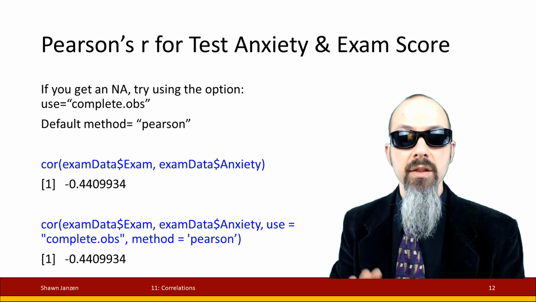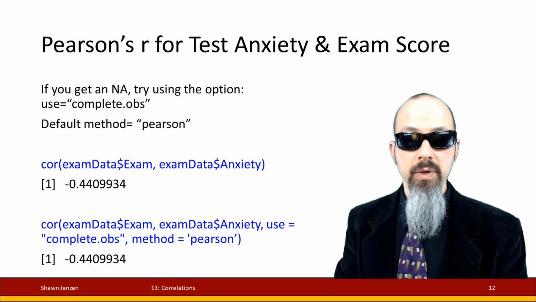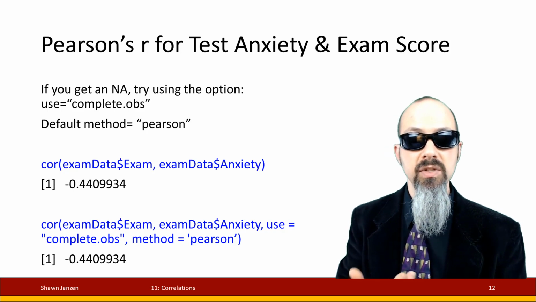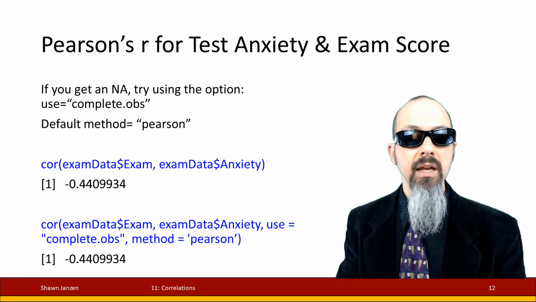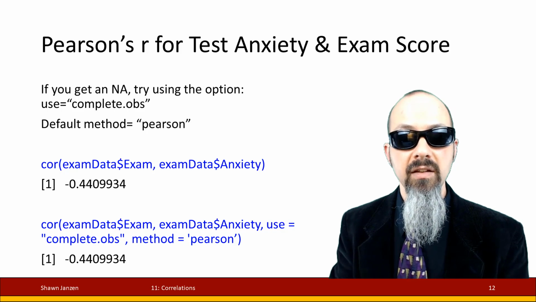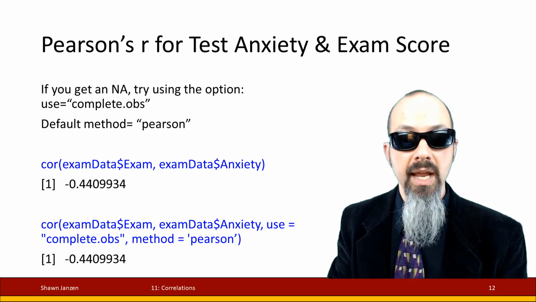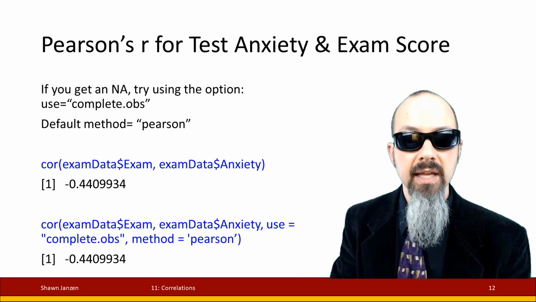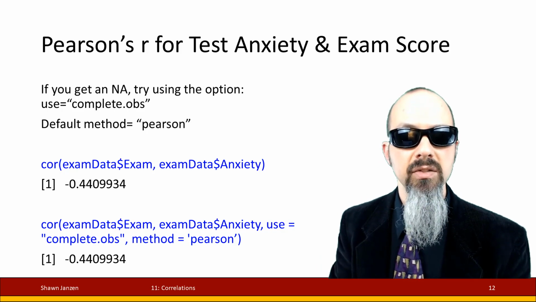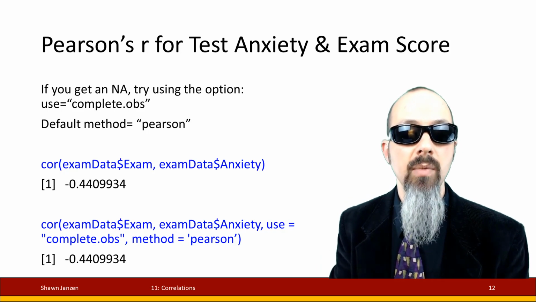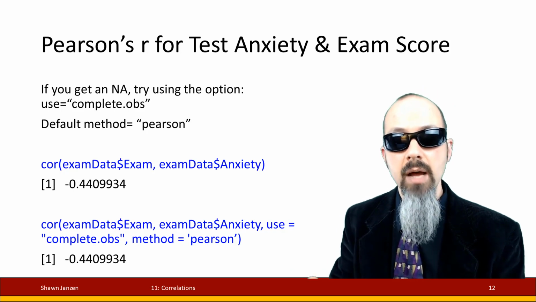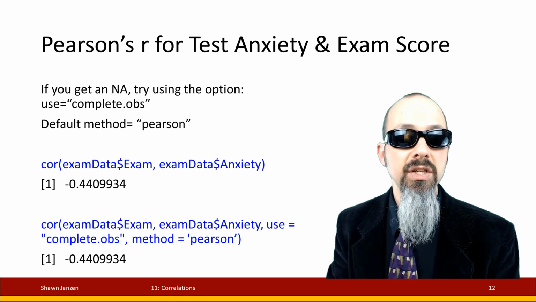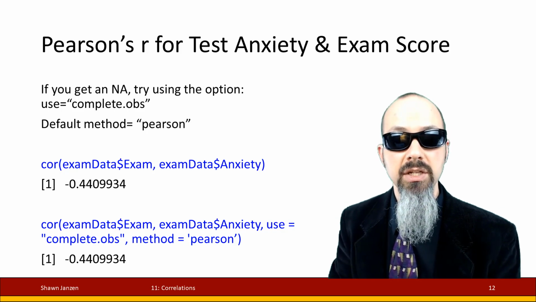The cor function, as we saw previously, is just cor and then the two variables you want to use. In this case I'm using exam and anxiety, and I get a correlation value of negative 0.44. That's about a moderate negative correlation, so it's saying that as your level of anxiety goes down, your exam score goes up, or as your exam score goes down, your level of anxiety goes higher. There's a moderate relationship there.